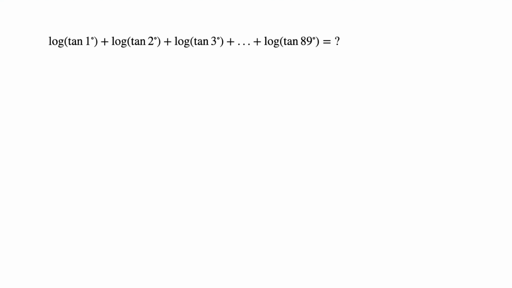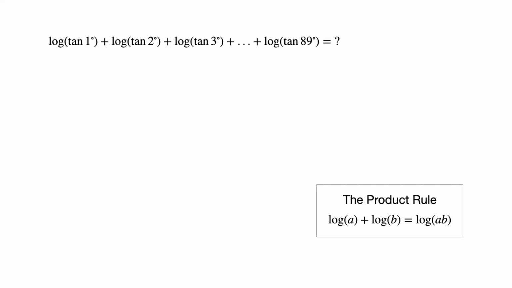So without a calculator, this might seem a bit impossible at first. However, we can easily change this expression to something else with the help of a logarithm rule. And that's the product rule. It says that log of A plus log of B is equal to log of A times B.